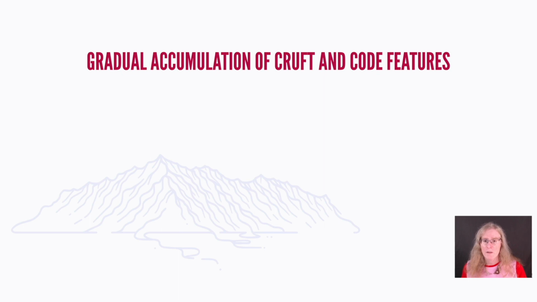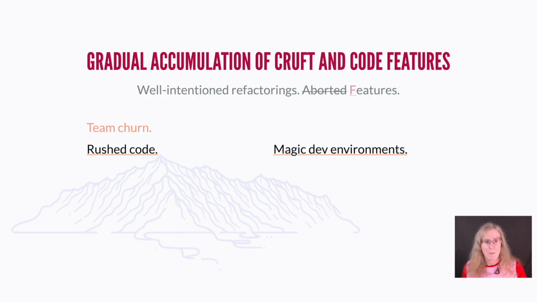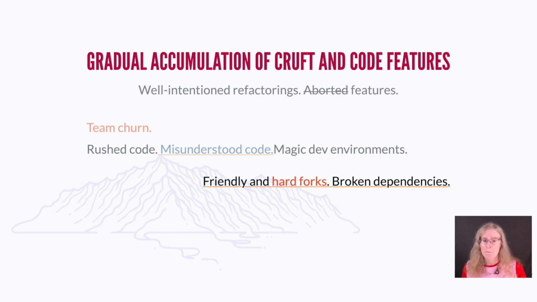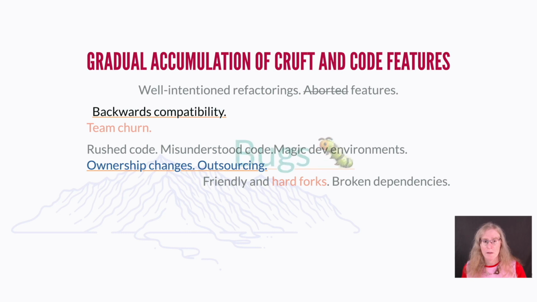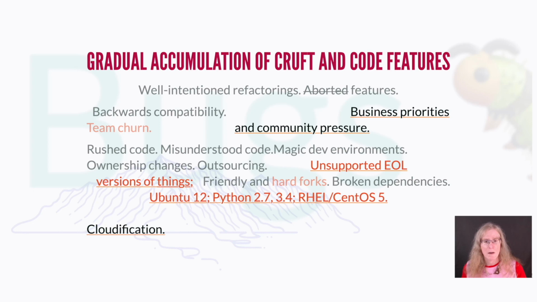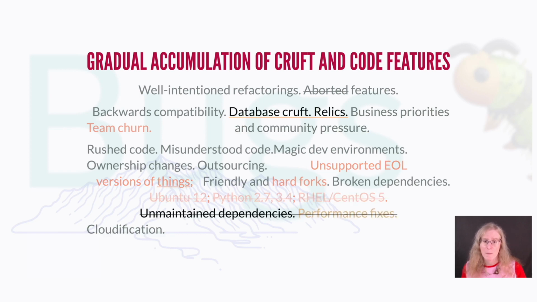Gradually, the accumulation of cruft and code features encroaches. With well-intentioned refactorings and aborted features, team churn, rushed code, and magic dev environments. Misunderstood code and friendly and hard forks, broken dependencies, backwards compatibility and bugs, and ownership changes and outsourcing. Business priorities and community pressure, cloudification, and unsupported end-of-life versions of things, like Ubuntu 12 and Python 2.7, Red Hat 5, and CentOS 5. Oh, and Python 3.4.